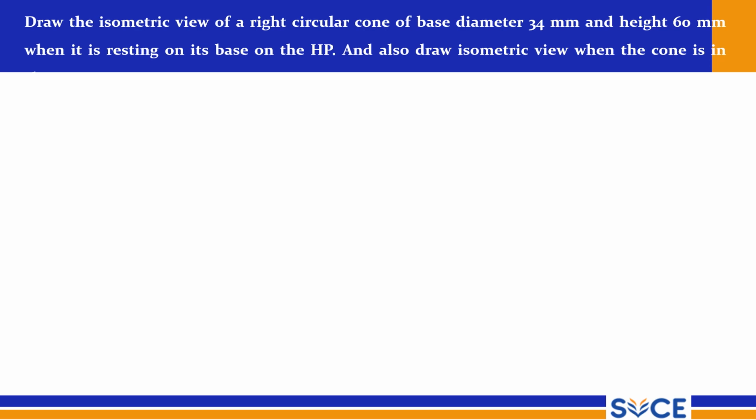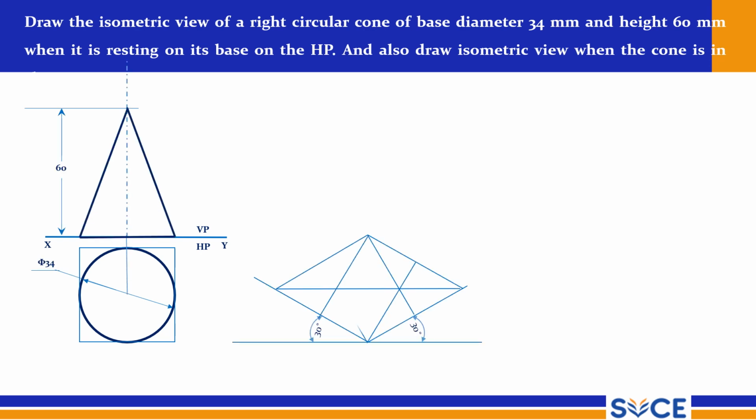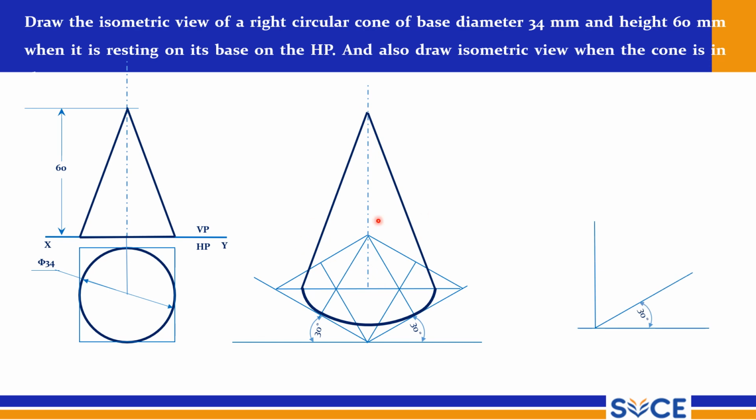Draw the isometric view of a right circular cone of base diameter 34 mm and height 60 mm when it is resting on its base on the HP, and also draw the isometric view of the cone in horizontal position. So this is the cone. Use the 4 center method and it is simple. You can use 4 centers, and from the center you draw the height and mark O, and only draw the semicircle here and connect it. This gives you the standing cone.